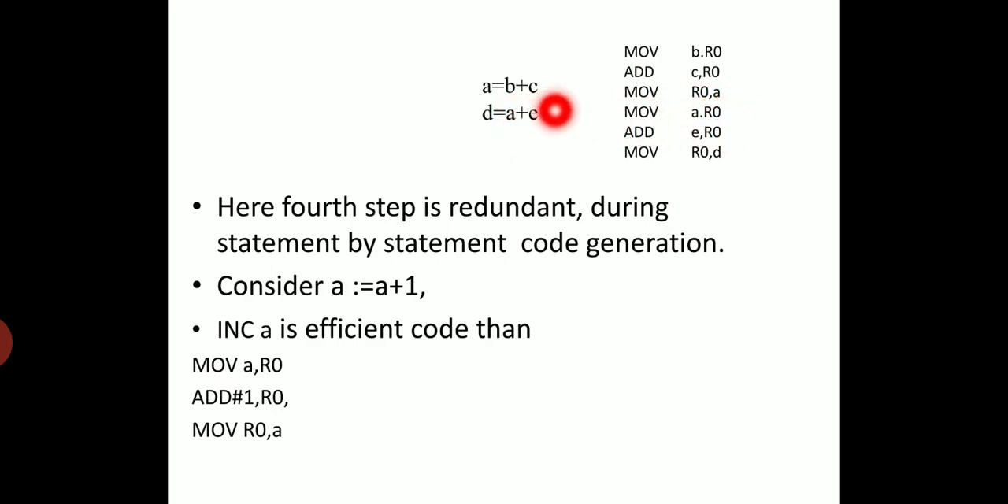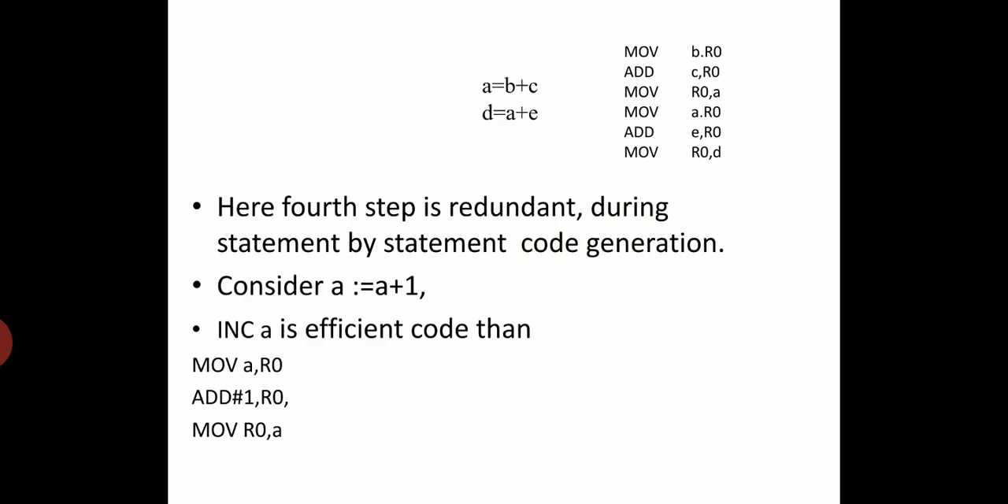Again we will move a to R0, but if we look into more detail, we can say that this fourth step is redundant, because R0 already has the value of a. So the step move a, R0 as the fourth step is not required. The value of R0 is a and it can be added with e, so we can proceed with the instruction add e, R0, and finally move R0 to d.